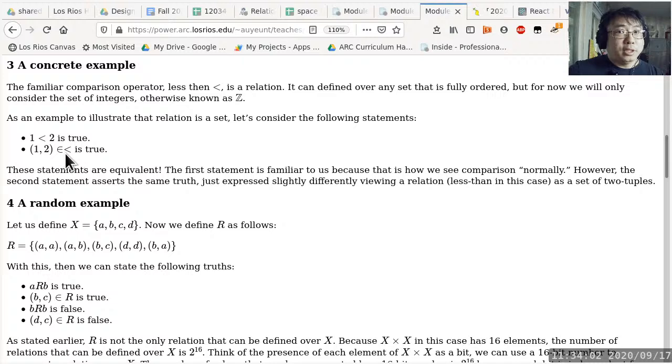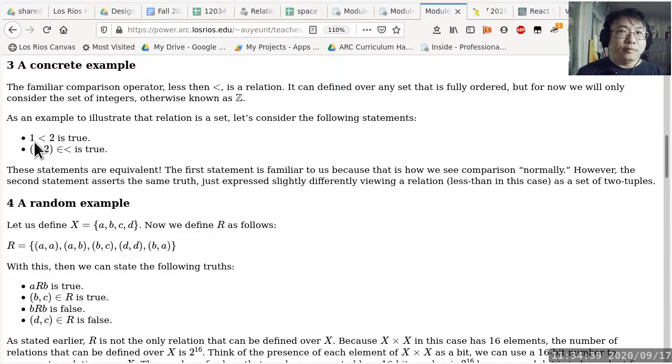I know this looks really strange because I'm using the less than symbol as the name of a set. That's why I use this notation, which is that 1, 2 as a 2-tuple is in the set called less than is true. It's tricky to read because most people look at less than as an operator where there has to be one thing on the right hand side and another on the left, but I'm looking at less than as a relation defined over integers in this case.